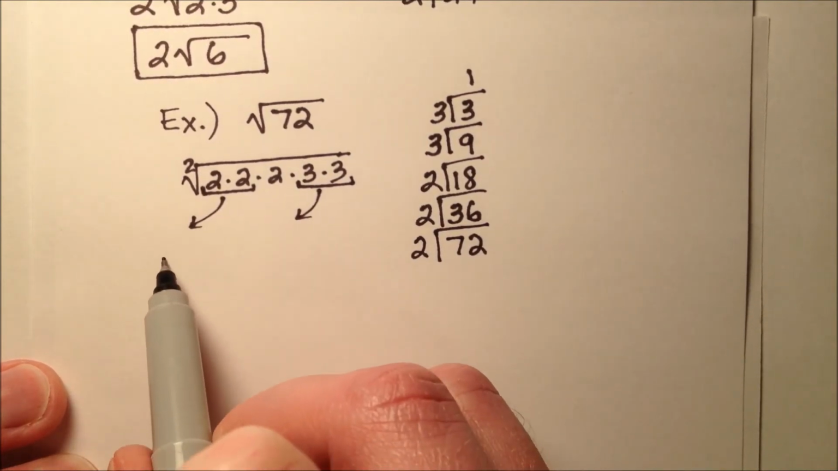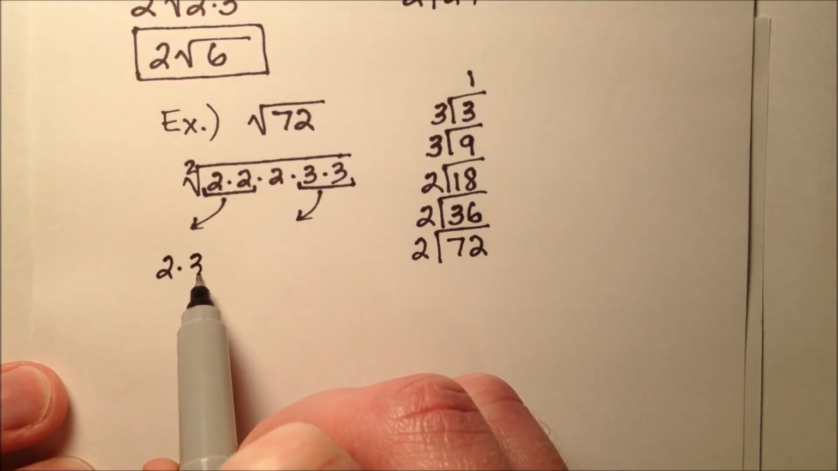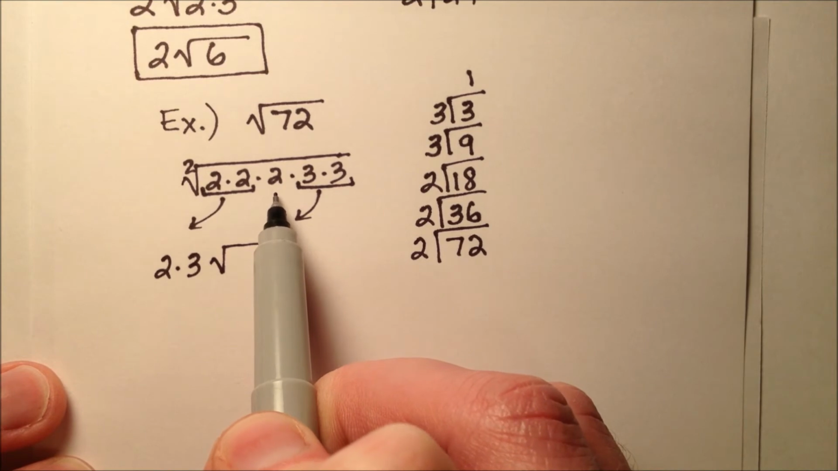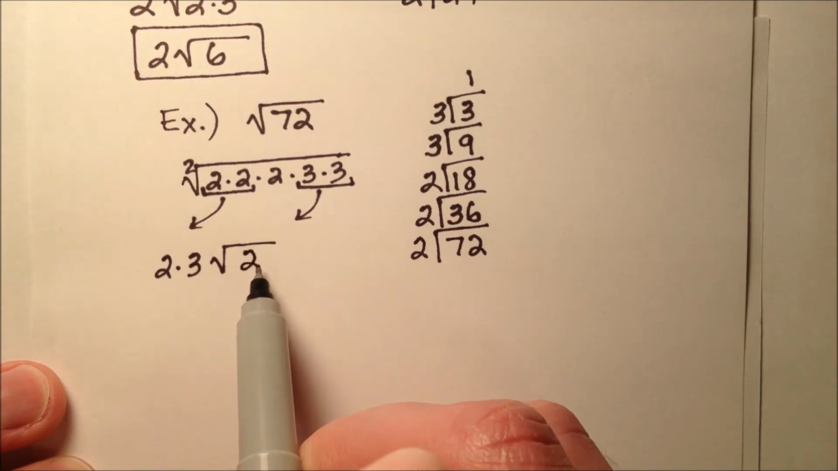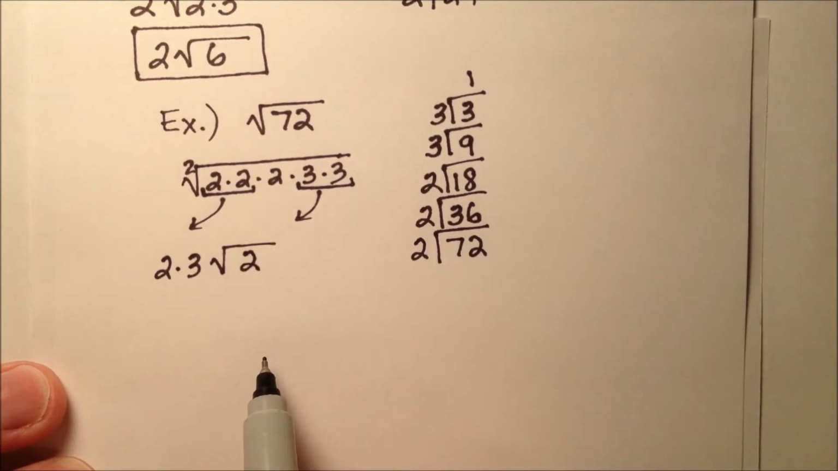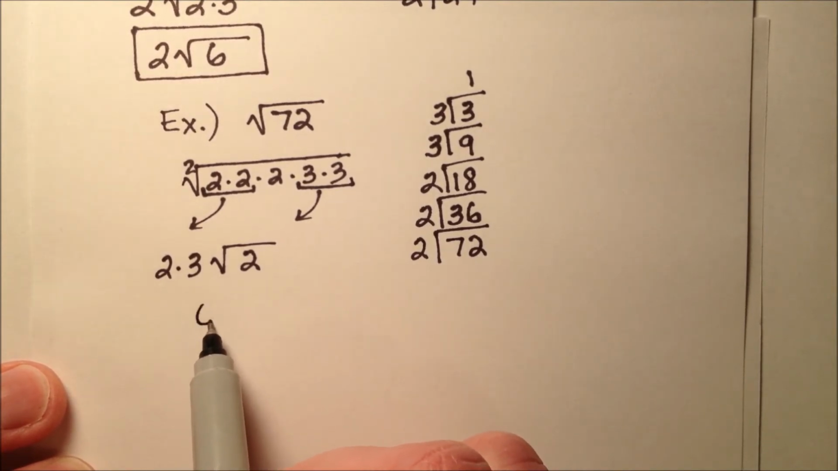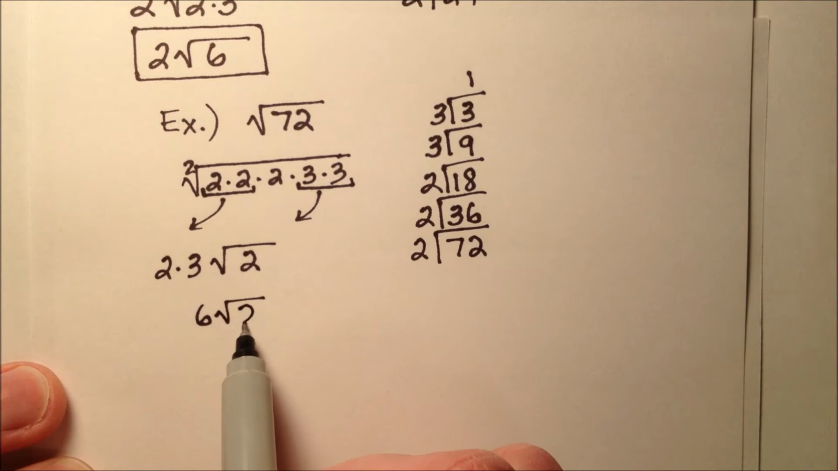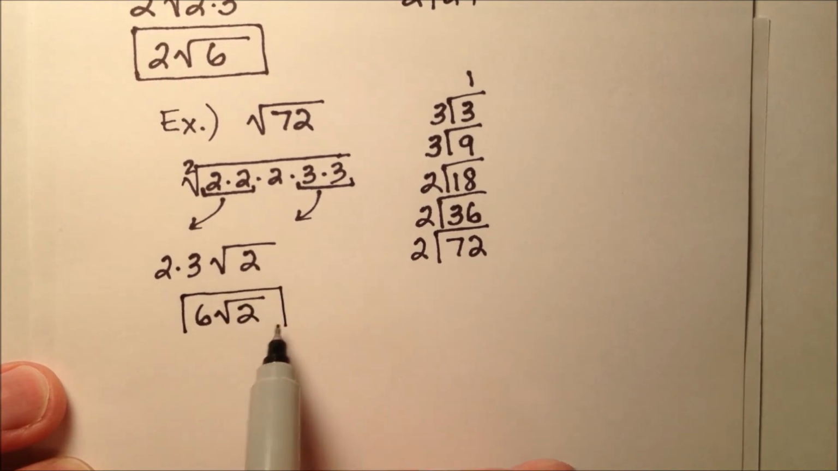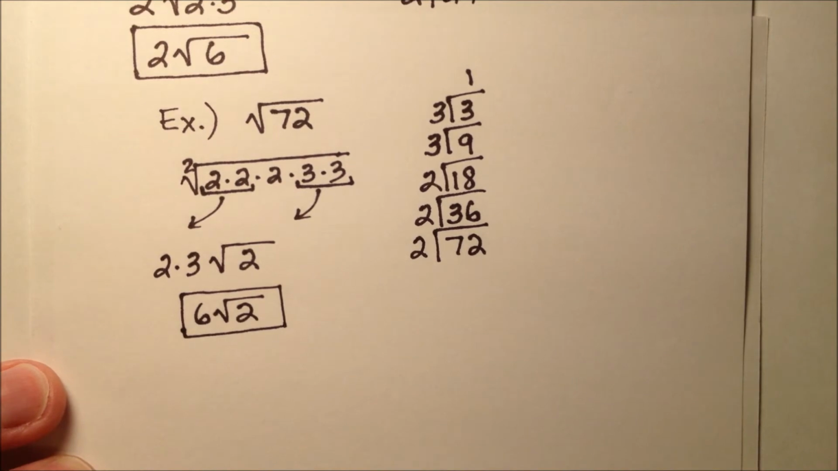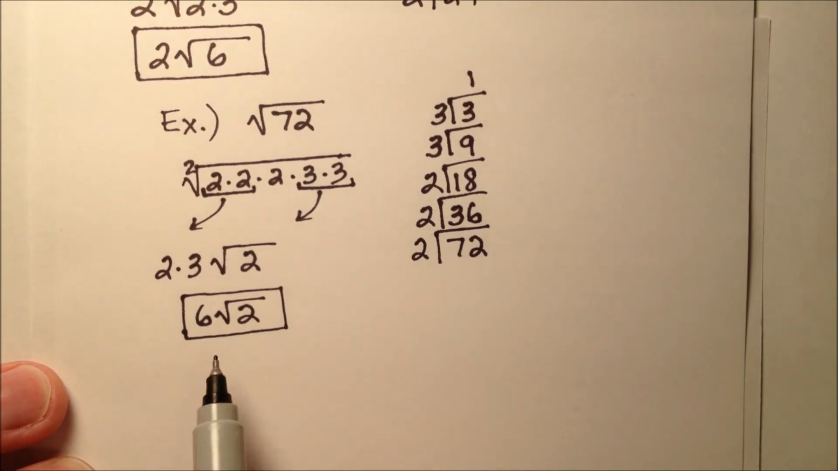So on the outside now I'll have written 2 times 3. Well, this 2 right there didn't have a buddy, so he stayed in there, and he's all by himself. So now we're going to go ahead and multiply these numbers together that are on the outside. 2 times 3 is 6, and it's 6 radical 2, because that 2 was left on the inside by himself. So the square root of 72 is 6 radical 2.